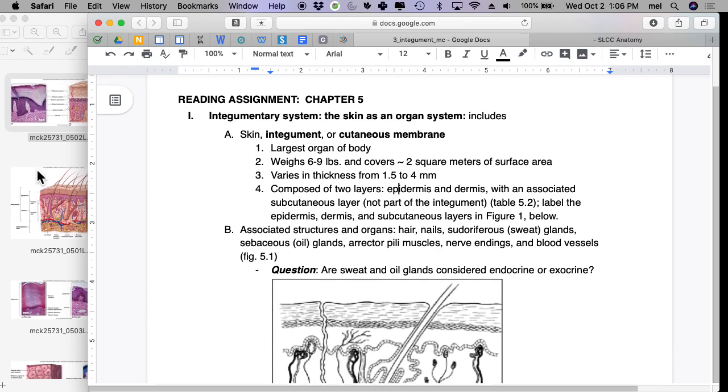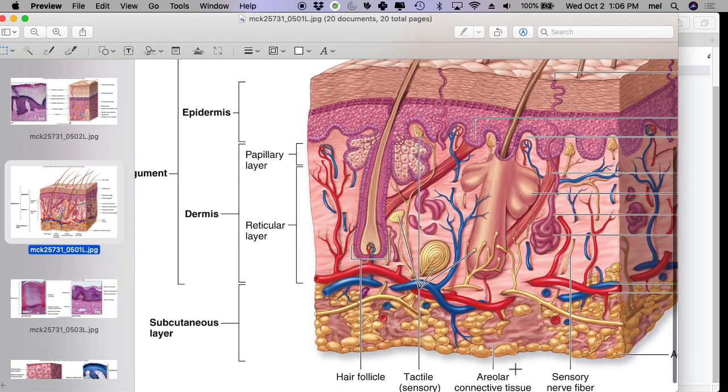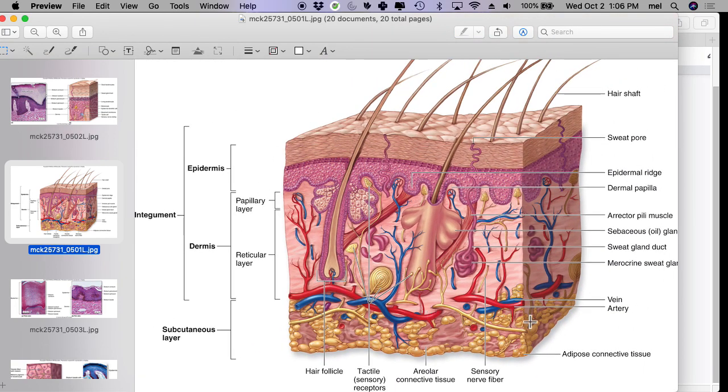FYI, the fatty portion, that's not part of the skin. Okay, so the skin itself, the integument, is the dermis and the epidermis. This is the hypodermis or subcutaneous layer. We always teach that with the skin, but I want you to know it's actually not part of the organ. It's deep to the organ.